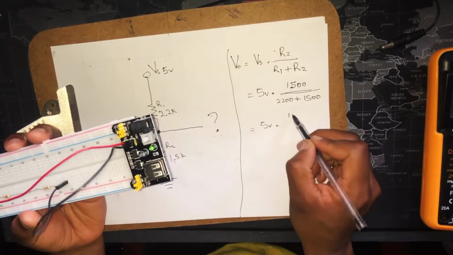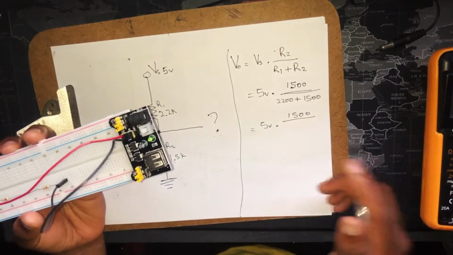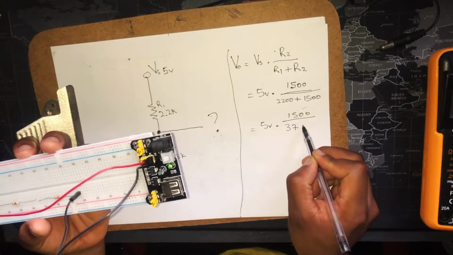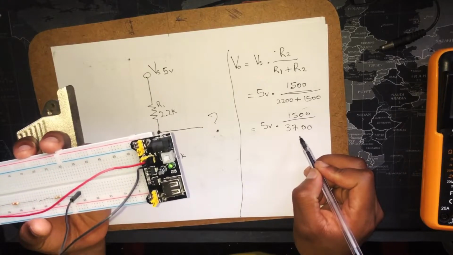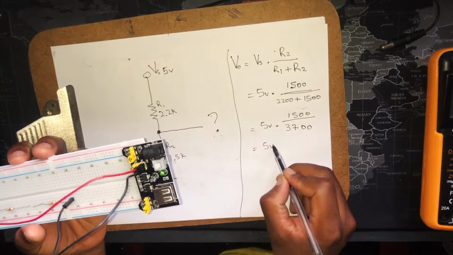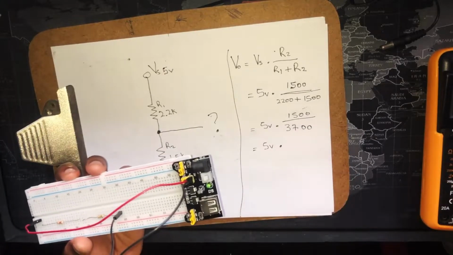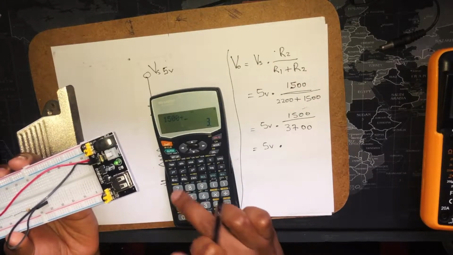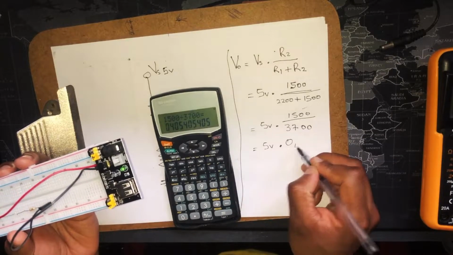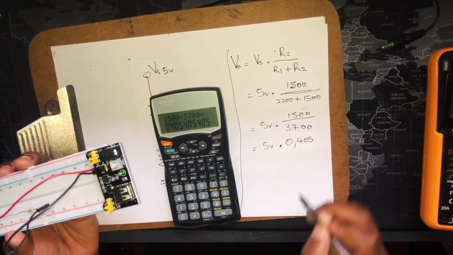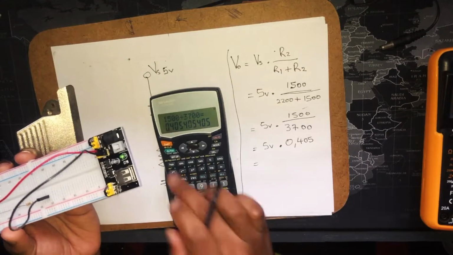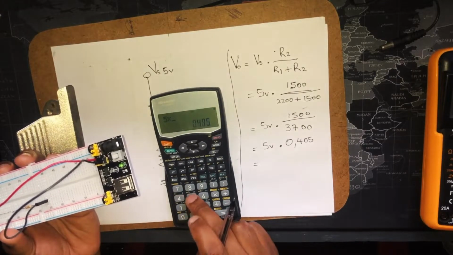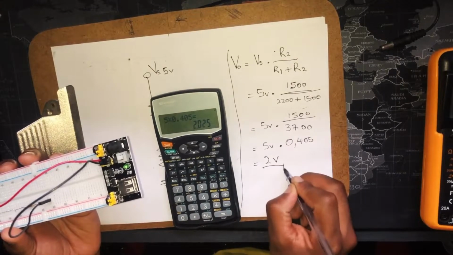5 volts times this. This is going to be 1.5 divided by 3.7. So 5 volts times, let's do a calculation, 1.5 divided by 3.7. The answer is 0.405. All right, so when you say 5 times 0.405, the answer is 2 volts. Okay, let's see.